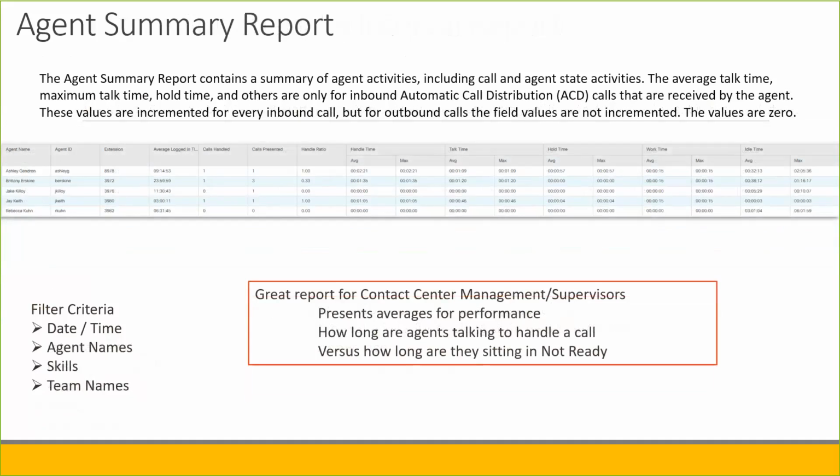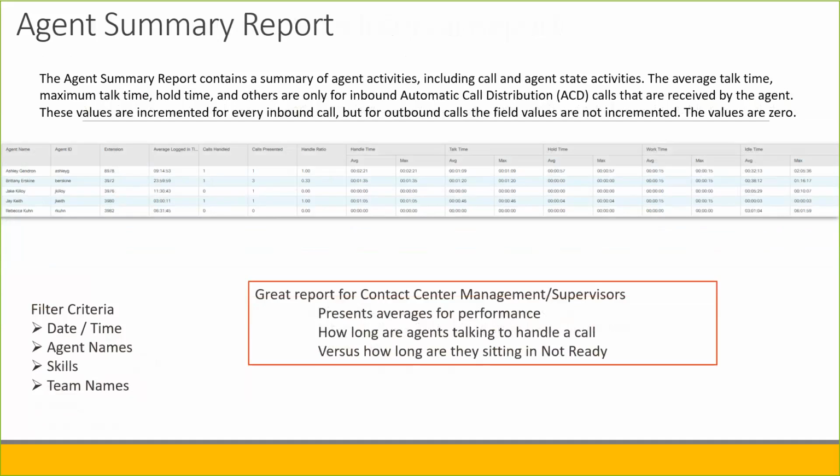Okay. The next report you'll see, it looks a little similar, and at first glance it looks very similar, but it has a different purpose. So this agent summary report versus maybe the call summary report or the state summary report gives you a summary of the activities. So not necessarily not ready versus ready, but it includes things like handle time, which is something the other report doesn't, or handle ratio.